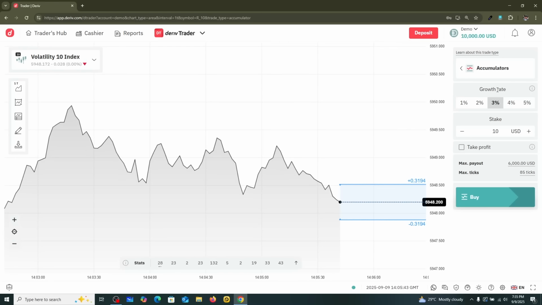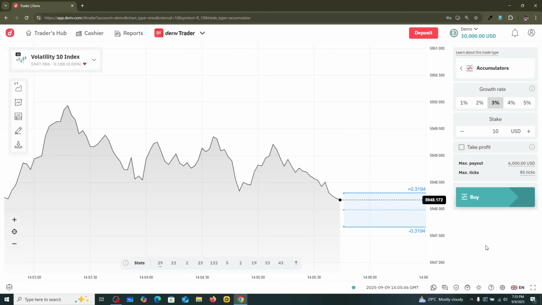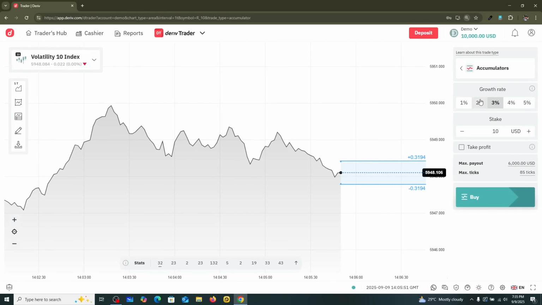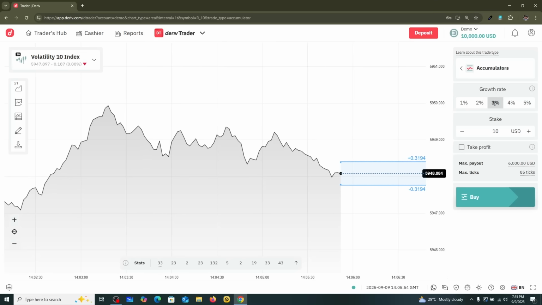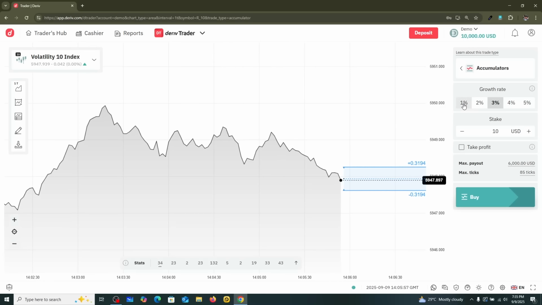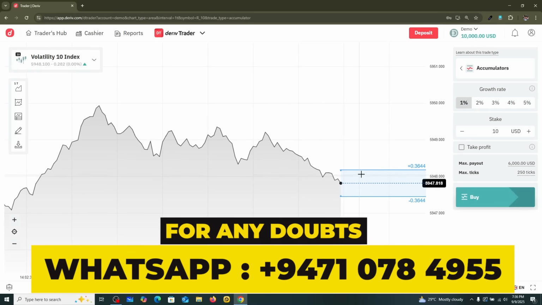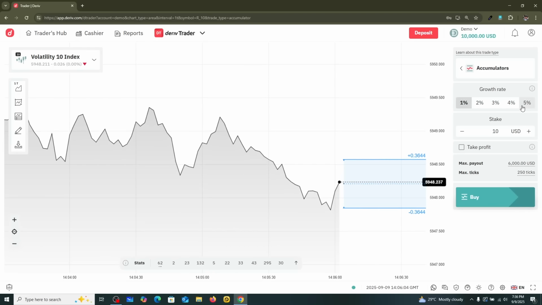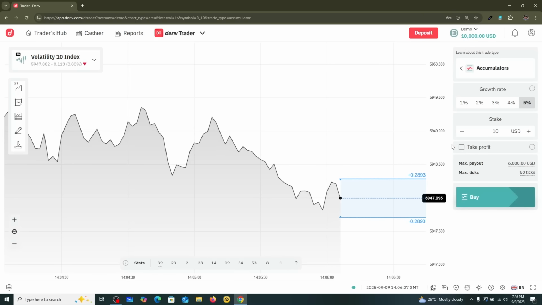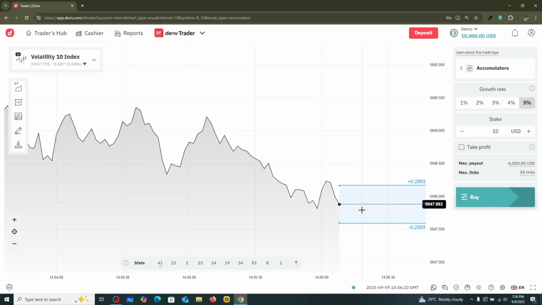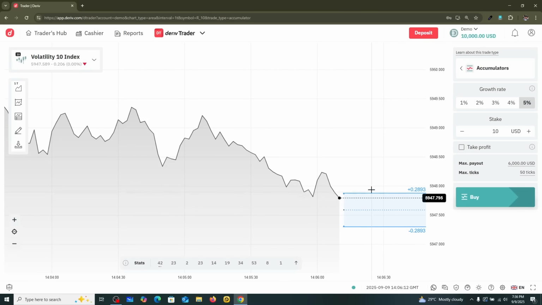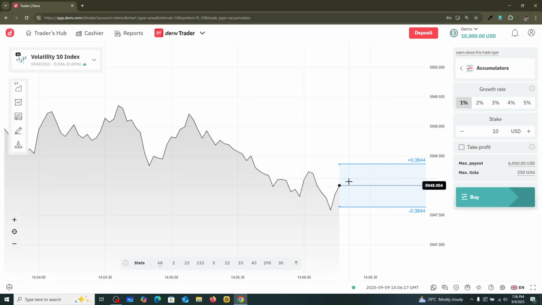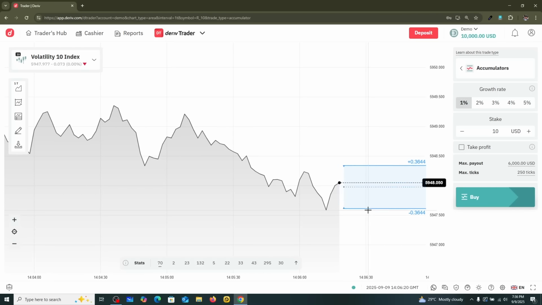Here you can see there is something called growth rate. Let me zoom in a little bit. If we select 1%, you can see that these two lines get bigger. And if we select 5%, they come very close. The difference between these two lines gets thinner at 5%, while at 1% the lines become a little bit bigger.